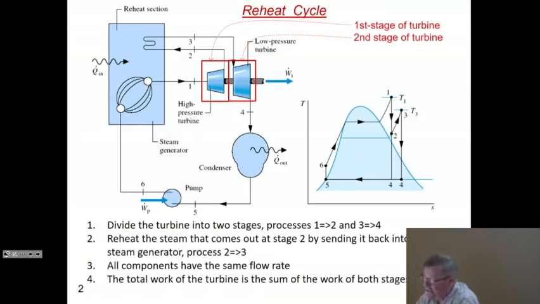Now, the flow of water is of course the same throughout the whole cycle, and the total work of the turbine is the work of the first stage plus the work of the second stage. So it's going to be H1 minus H2 plus H3 minus H4. But H3 is, of course, different from H2 because you reheated your steam.